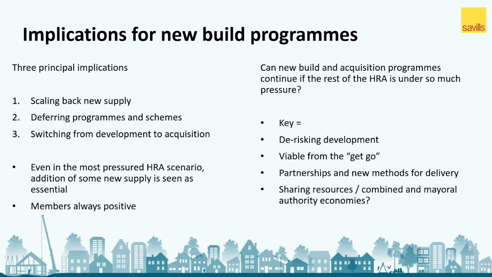So here's the crunch question then, guys. Can new build and acquisition programmes continue if the rest of the HRA is under so much pressure? And the key here, I think, is in these 3 or 4 key areas. So first of all, this is maybe around de-risking development, understanding how we can deliver development in a scenario in which some or more or much of the risk around development has been passed over to partners or to the private sector for new methods of delivery. And how can we share resources, perhaps, in order to deliver better value for money in development, whether we do that through combined or mayoral authority economies of scale? And how can we look for different forms of partnerships in terms of delivery, where some of that risk is taken on, perhaps by developers, by the private sector, or by housing association partners?